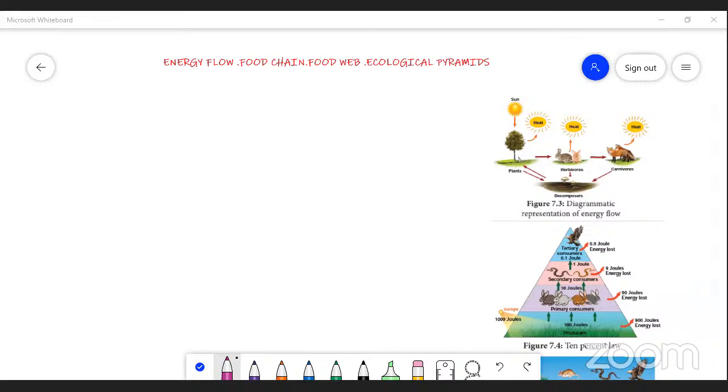Today I'm going to talk about energy flow, food chain, food web, and ecological properties. This is the topic that we are going to discuss. First of all, let me take energy flow.